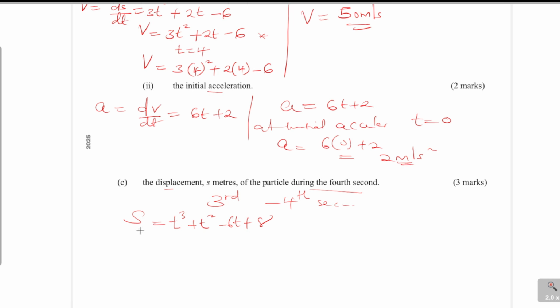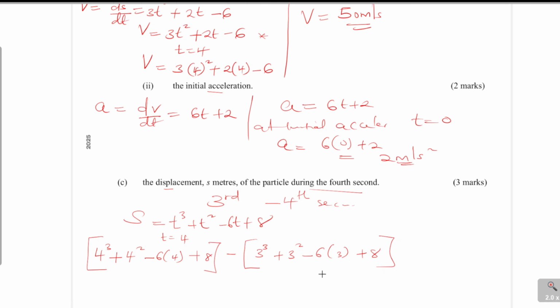Now to get the displacement of this particle between the 3rd and 4th second, we're going to substitute the 4th second first, when t is equals to 4. Then you get the difference when t is equals to 3. So we substitute t is equals to 4 first. We get 4 cubed plus 4 squared minus 6 times 4, plus 8. Then we subtract, now substitute t is equals to 3: 3 cubed plus 3 squared minus 6 times 3 plus 8.